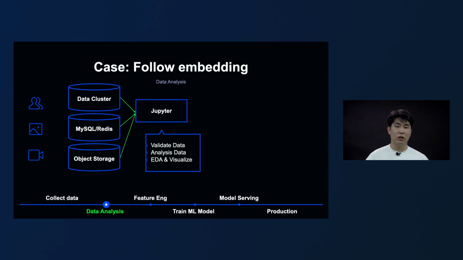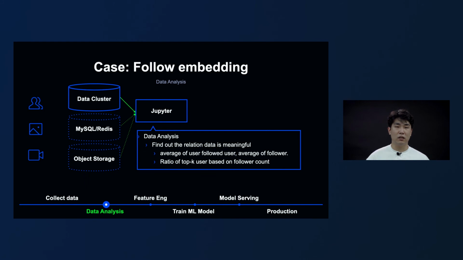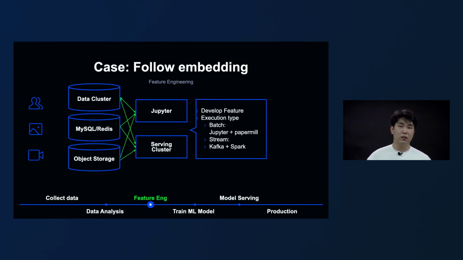In the data analysis stage, originally, we verify the data itself. And in this case, we analyzed whether the follow relationship data is meaningful. For instance, we analyze data such as the number of people a user is following, the average number of followers, or whether the influence of influencers with many followers is significant, and so on. So you can think of the task in this stage as verifying whether certain data will be useful as a feature. In conclusion, we decided that it is okay to create a feature out of this data, so we moved on to the feature engineering stage.